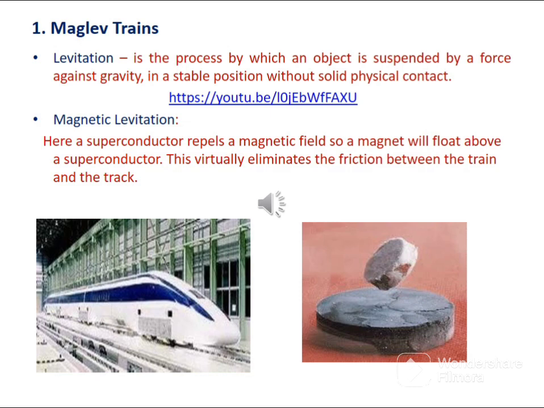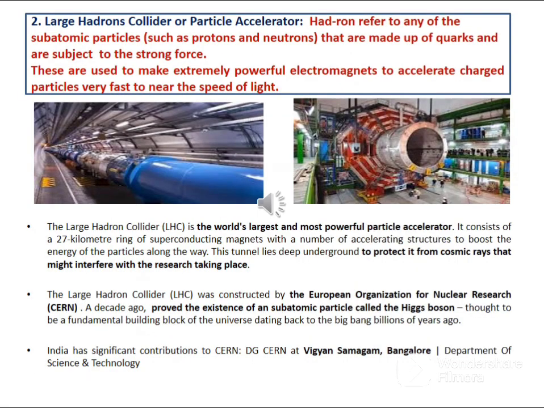So this particular levitation is applied in the Maglev trains in Japan. They have constructed such trains whose speed is, say, 500 to 700 kilometers per hour. You'll be surprised to note it, and I have given a YouTube link where you can visualize the demo experiment on levitation. The second application is a particle accelerator.